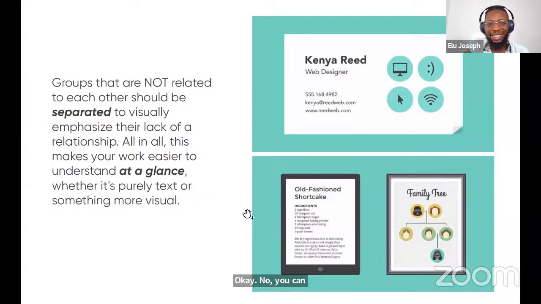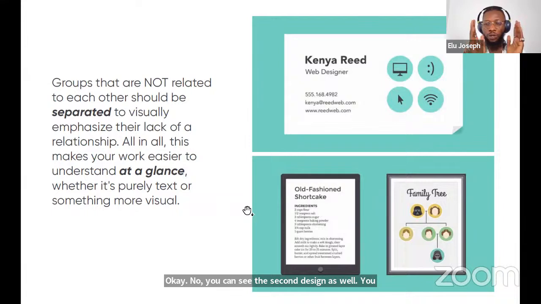Now you can see the second design as well. It helps to understand at a glance. It gives you easier understanding. When you look at it, you just tell that, okay, I want to see all the text and the design is complemented by the icons. Or I want to see all the images and the design is complemented by the text.